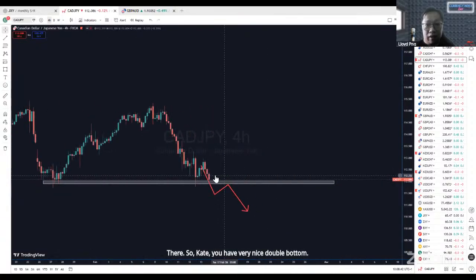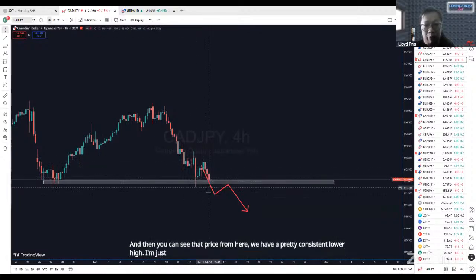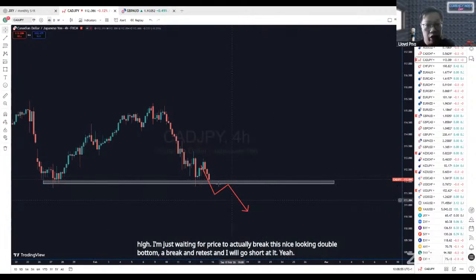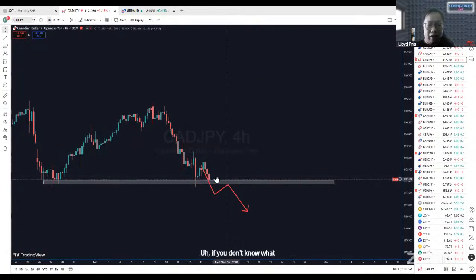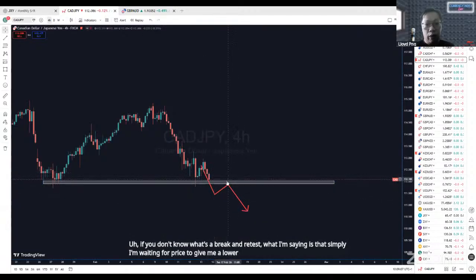And then you can see that price from here, we have a pretty consistent lower high. I'm just waiting for price to actually break this nice looking double bottom, a break and retest, and I will go short at it. I won't immediately go short, but really my standard way of trading, for those of you who have been listening for a long time, is a break and retest of any level. If you don't know what a break and retest is, I'm simply waiting for price to give me a lower low and lower high, and I'm pretty happy to go in. That's cat yen.